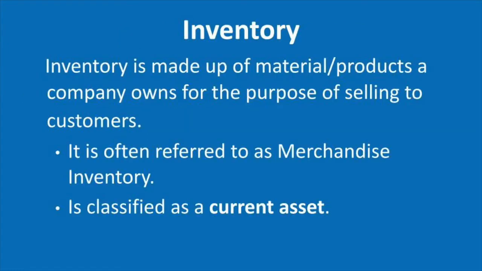So first, we have to consider the definition of inventory. Inventory is made up of materials and products a company owns for the purpose of selling to customers. So this is stuff that's owned, which we would consider an asset, but this is a unique type of stuff because it's going to be turned around and sold again at a profit. It's often referred to in the trade as merchandise inventory, and it's classified as a current asset. The reason it's a current asset is because the assumption is the inventory will be sold in less than one accounting cycle.